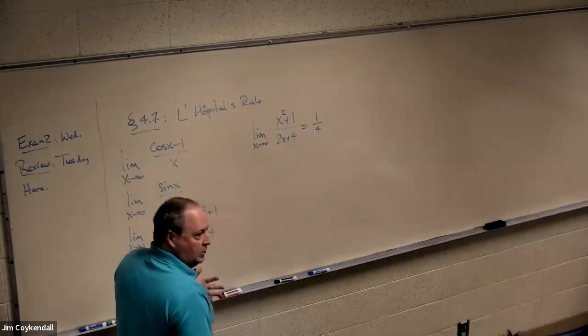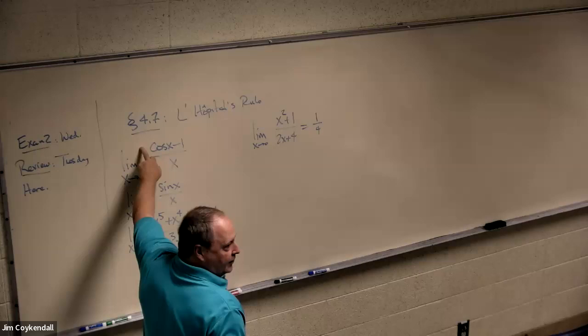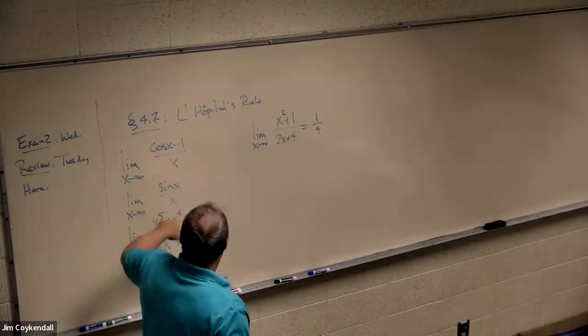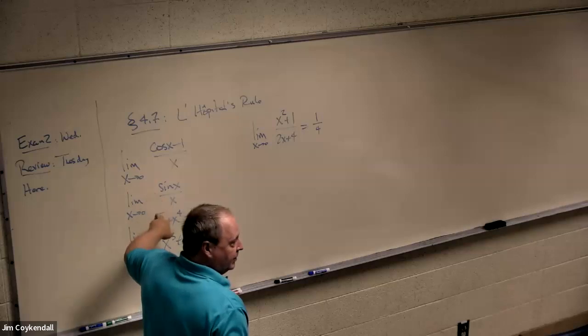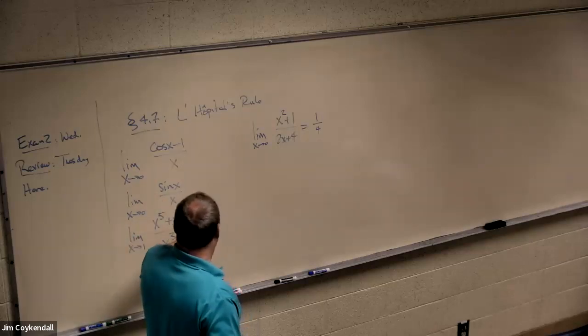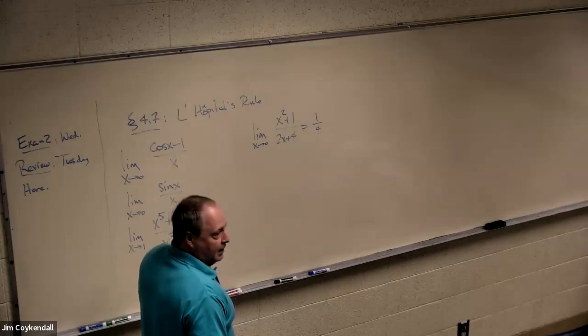What happens when you try this here? You get 0 on the top and 0 on the bottom. Here, 0 on the top, 0 on the bottom. Here, also 0 on the top, 0 on the bottom. That is a message from God telling you that there's more to be done.